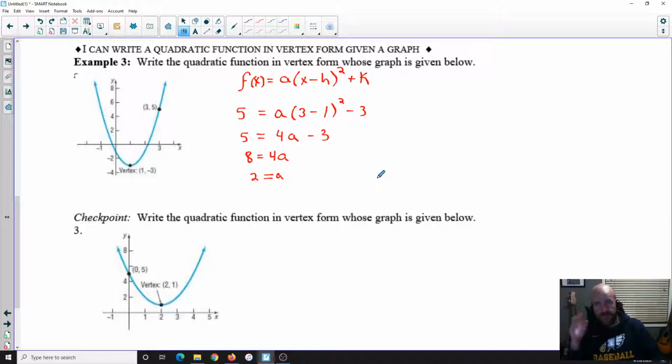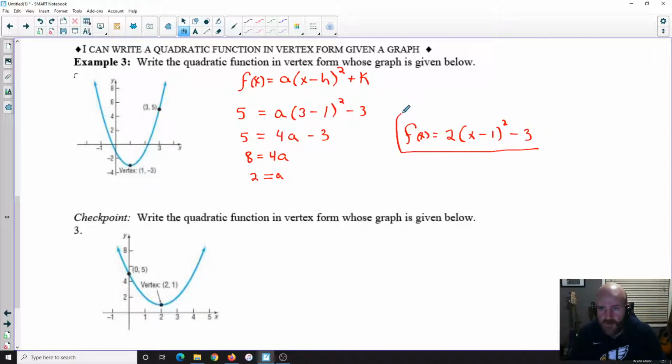So we're not done, because we are not asked to find a. We want an equation. So we're going to take a and plug it back into our standard format along with our h and our k. So we get f of x equals a times x minus h, squared, and then plus k. So we just created a quadratic equation by looking at a graph. So try the checkpoint, and I'll be back with you.